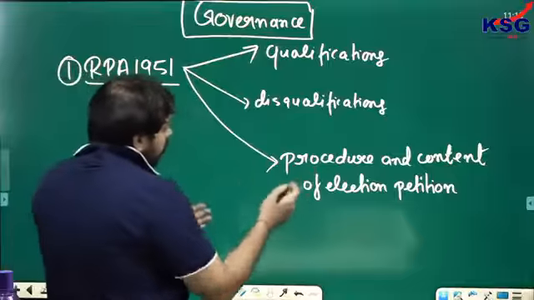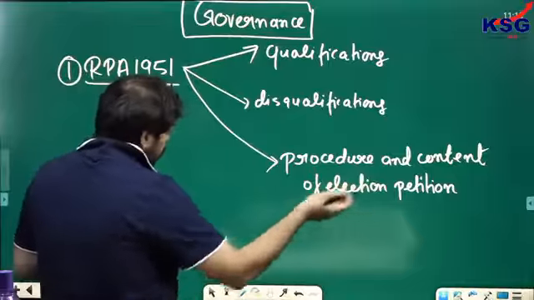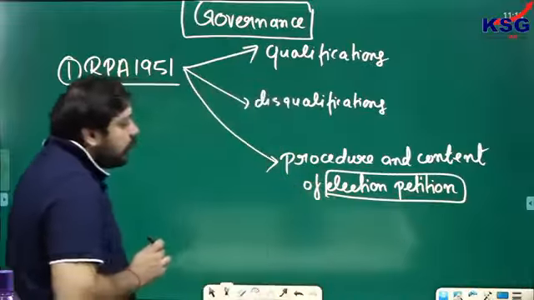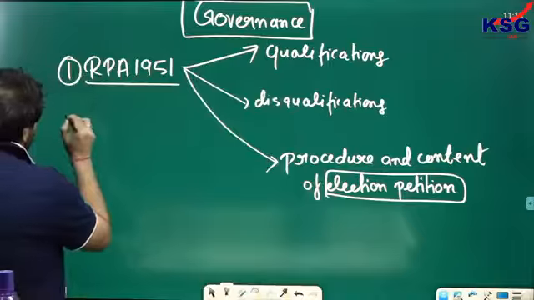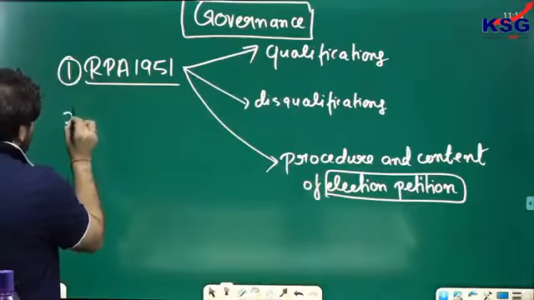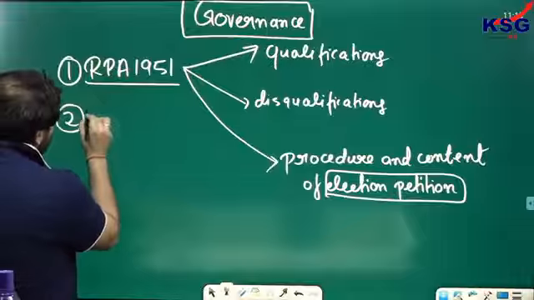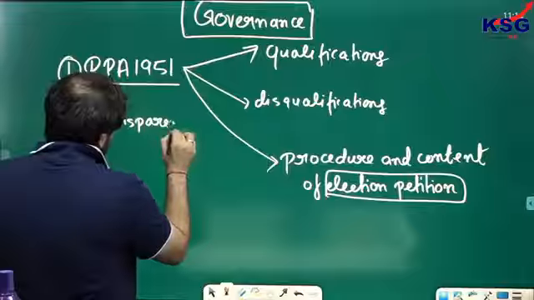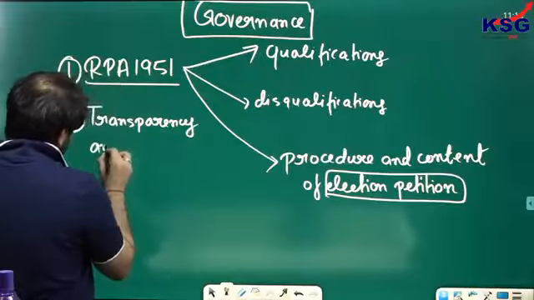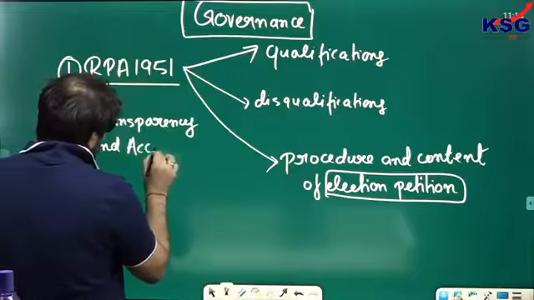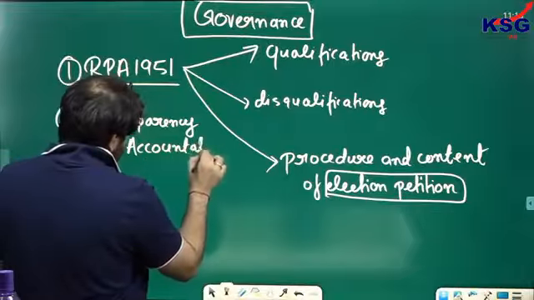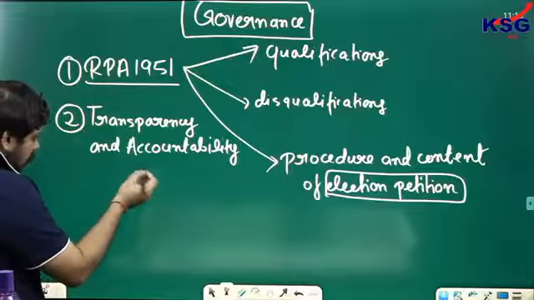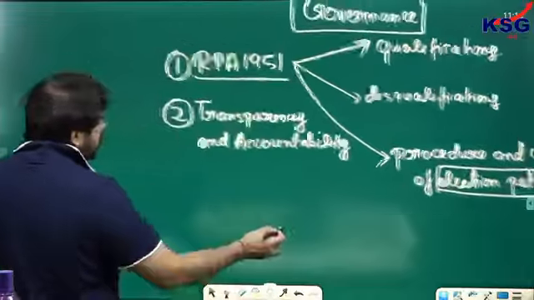Okay, so this is the part that we cover. Procedure and content of election petition, in which we'll have the grounds for disqualification of MPs and the powers of the High Court and the Election Commission, etc. Okay, this is the first part that we'll cover. Second thing that we'll cover in governance is the subject of transparency and accountability. Transparency and accountability. In this part, we will cover a few things.